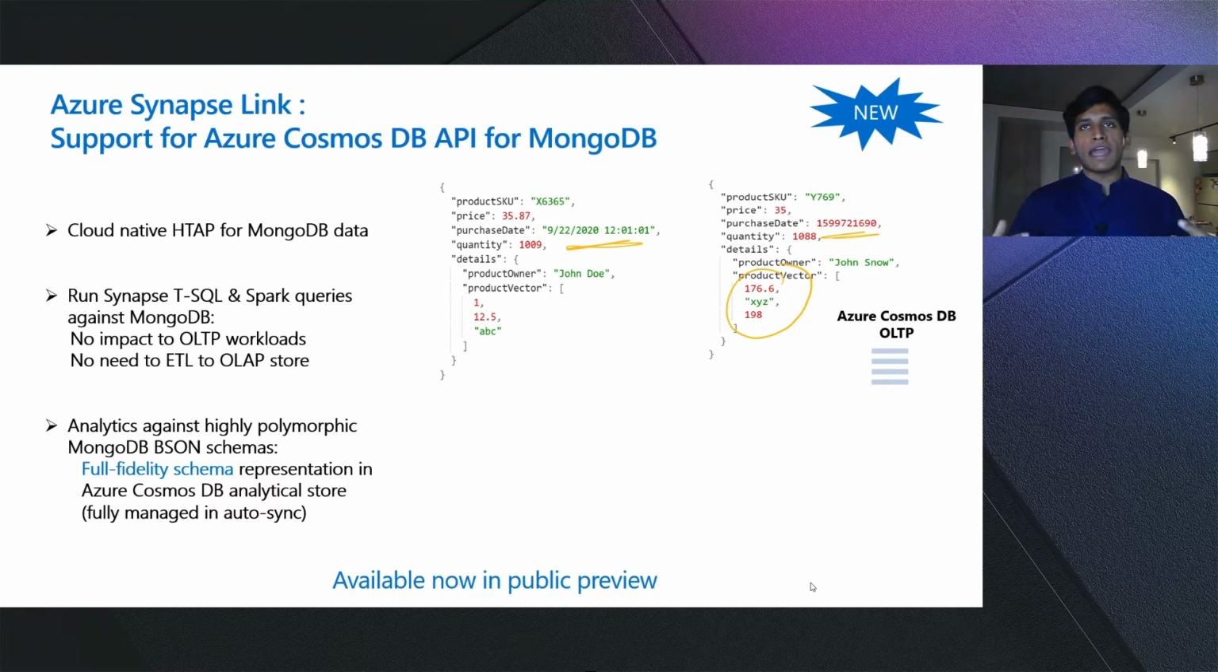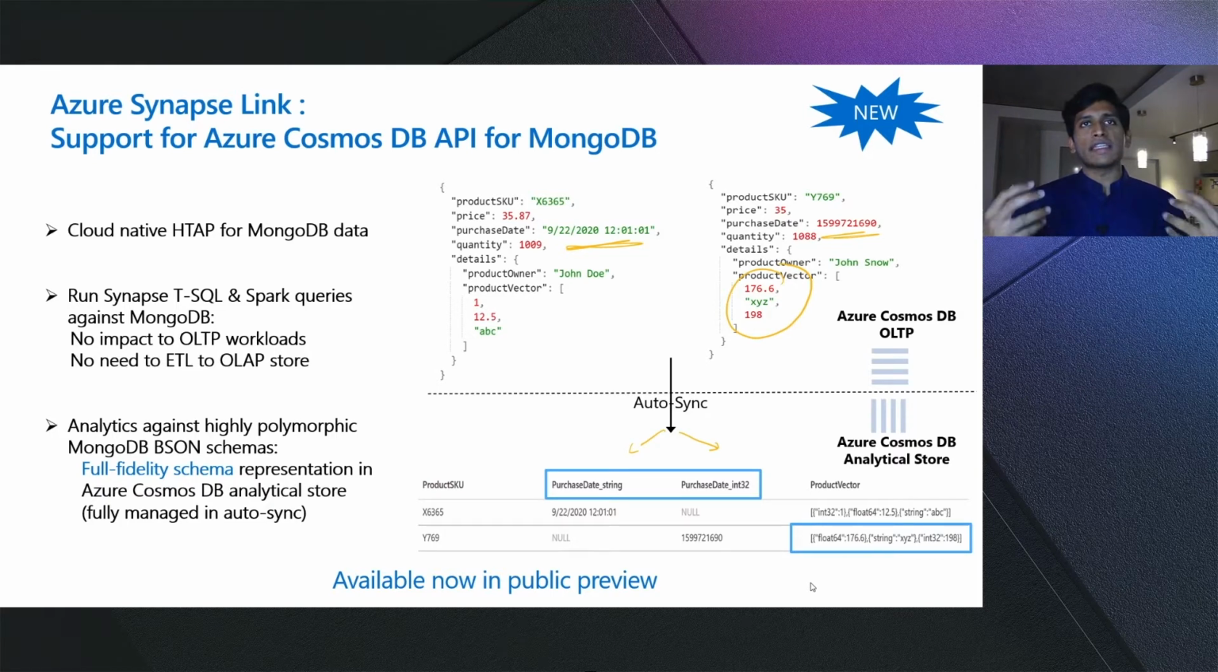Luckily, with the fully managed auto-sync functionality of Synapse Link, this disambiguation is automatically performed as shown here in the analytical store. The schema variance is clearly disambiguated by extending property names by data types in the analytical store, such that users can query the appropriate columns based on their needs at runtime without any loss of data. This full fidelity schema representation is the default experience when Synapse Link is enabled for MongoDB API accounts now, and you can learn more about the full fidelity schema representation by reading our documentation.